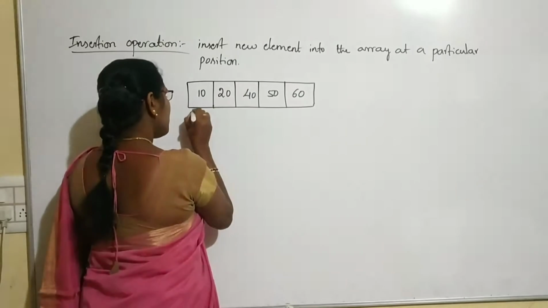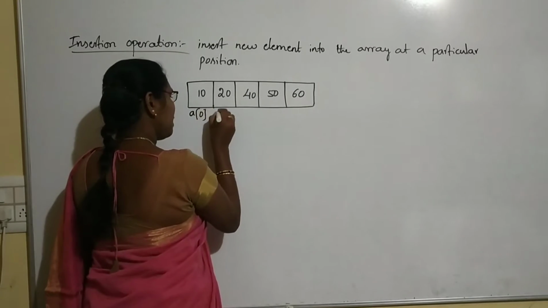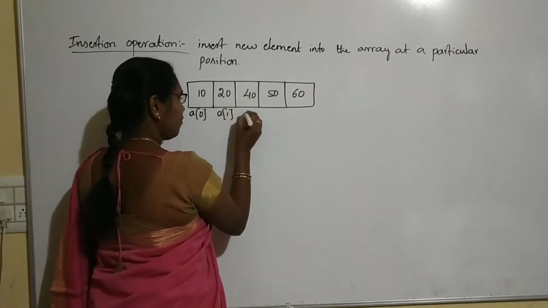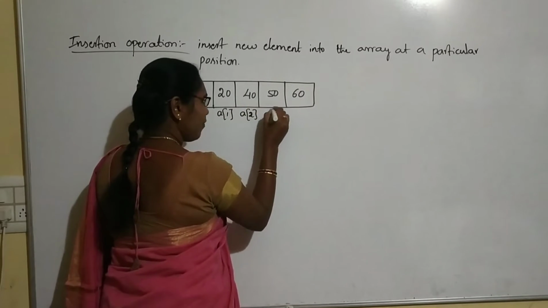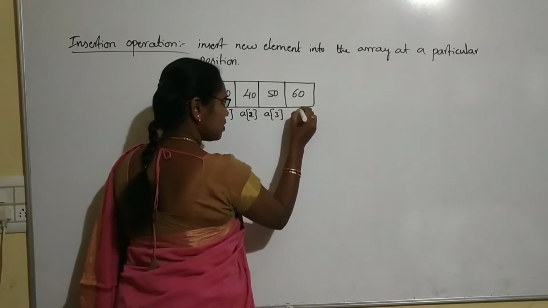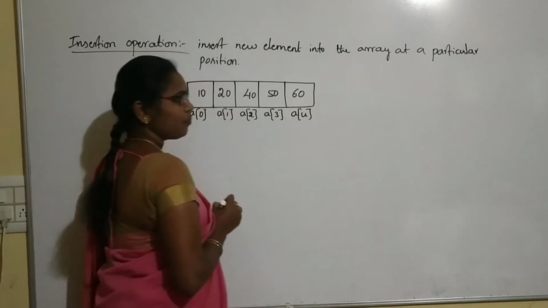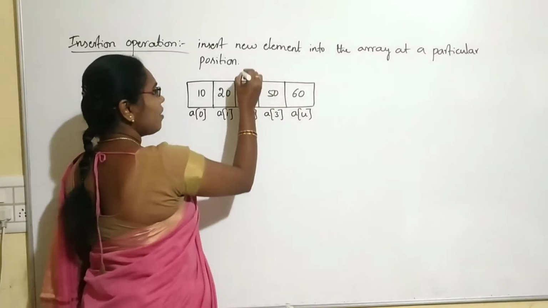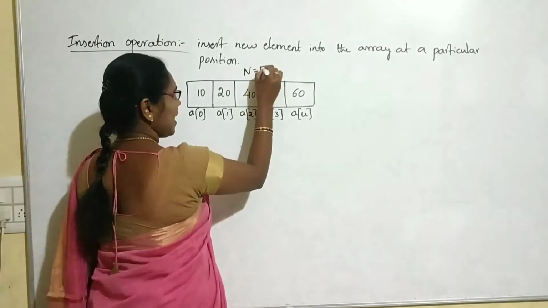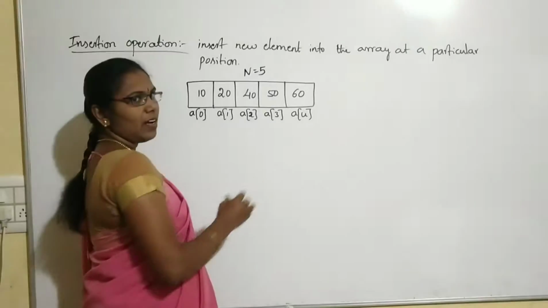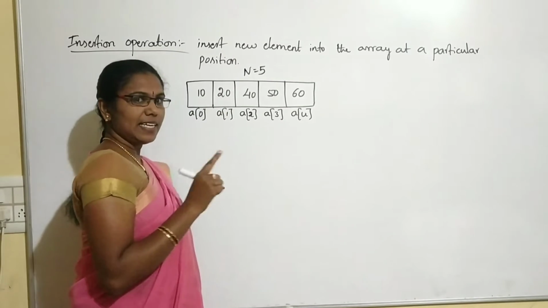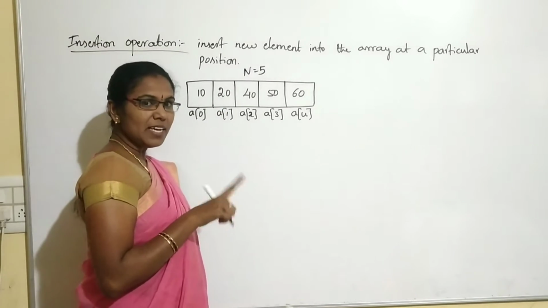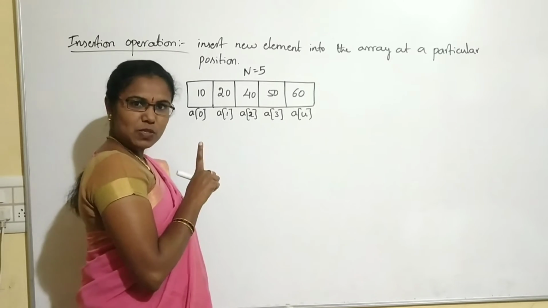So the position of 10 is E of 0, the position of 20 is E of 1, the position of 40 is E of 2, the position of 50 is E of 3 and the position of 60 is E of 4. The maximum number of elements an array can contain is 5. That maximum number of elements we consider as n. N is 5, so 5 elements can be stored in the array.